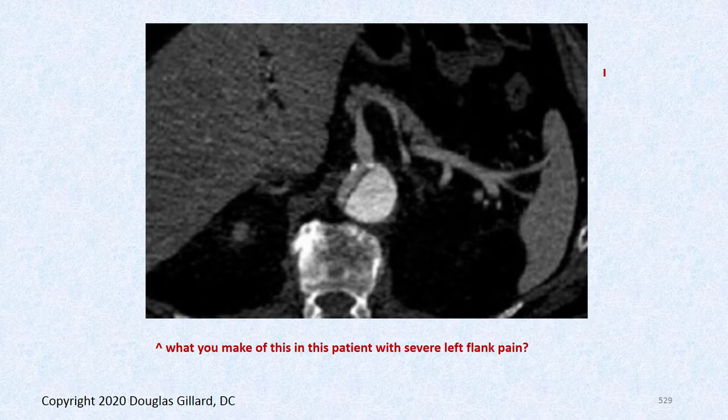What do you make of this? Well, good. Somebody recognized this. That's the liver. What's that? Spleen. Somebody recognized that. Vertebral body. Aorta. Good. We got a dissection here, right there.